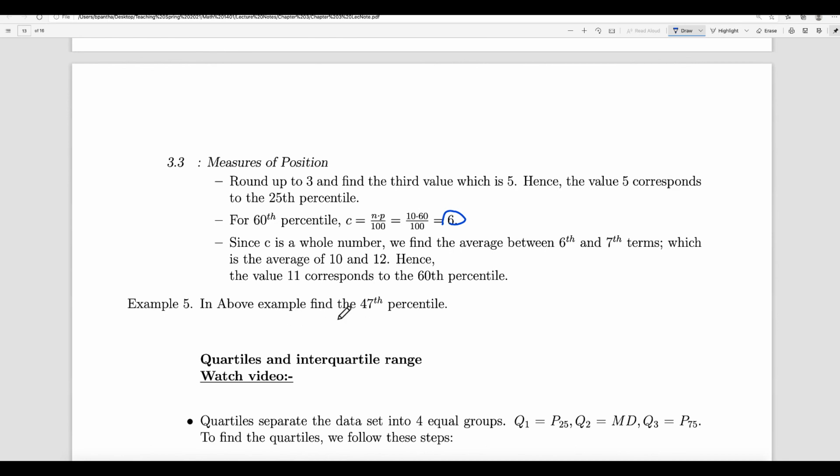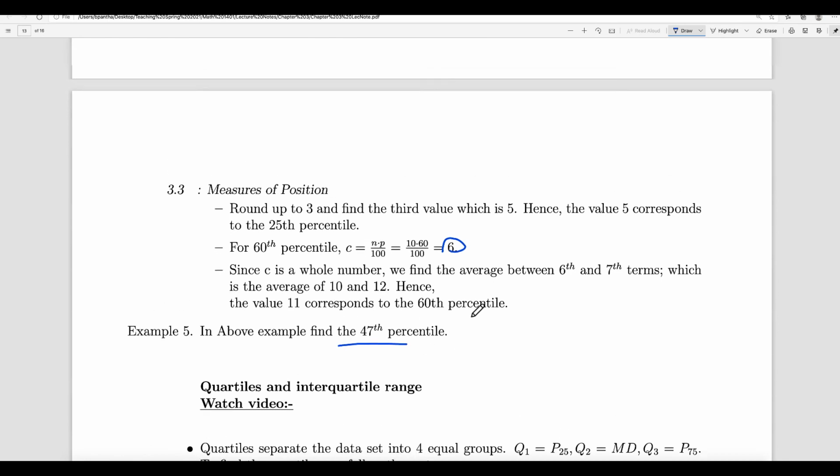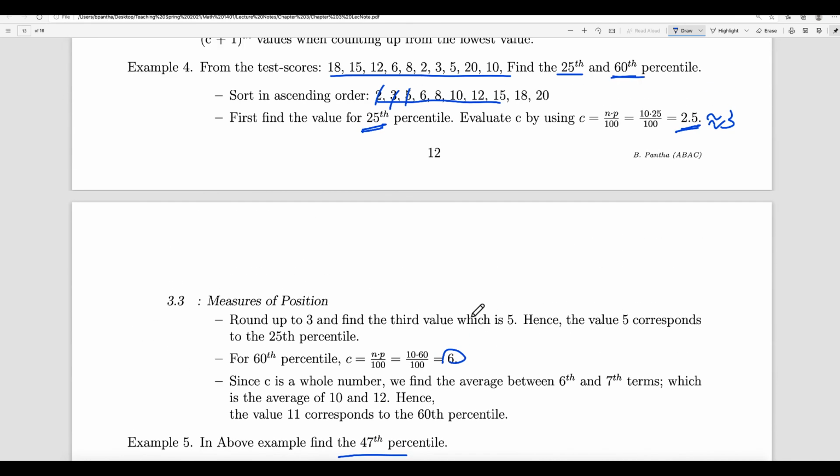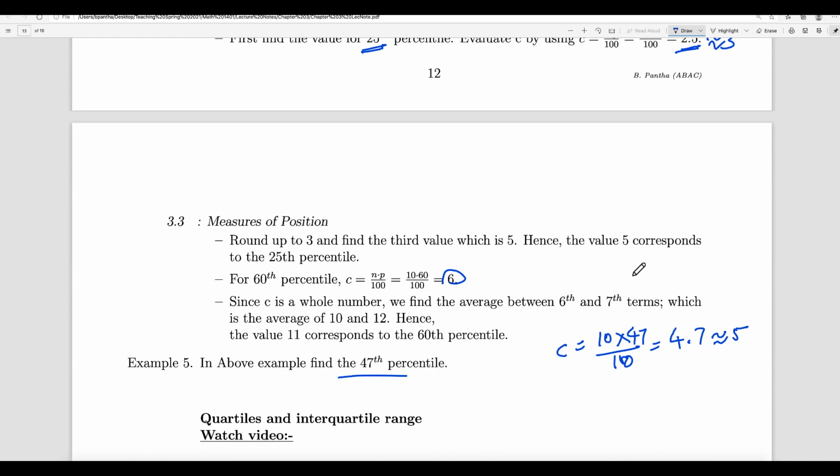In the above example, if you want to find the 47th percentile, you need to find C, which will be 10 times 47 over 100, right? That will be 4.7, which is 5 if you round it up. So what is the fifth data value? 1, 2, 3, 4, 5: it is 8. So the answer is 8. That's how you need to find it.